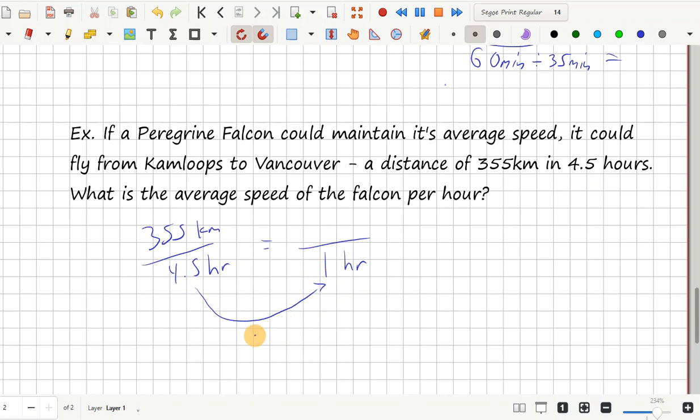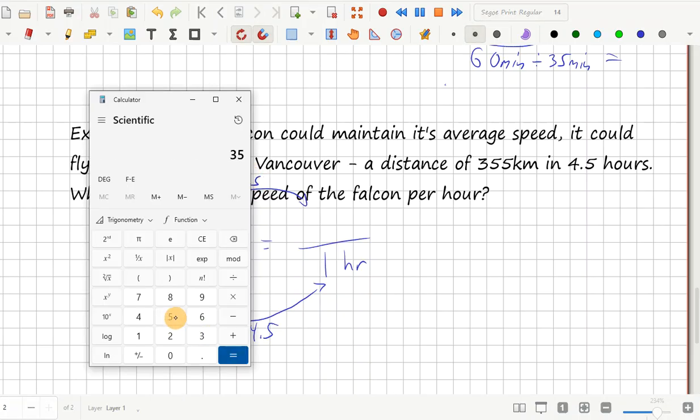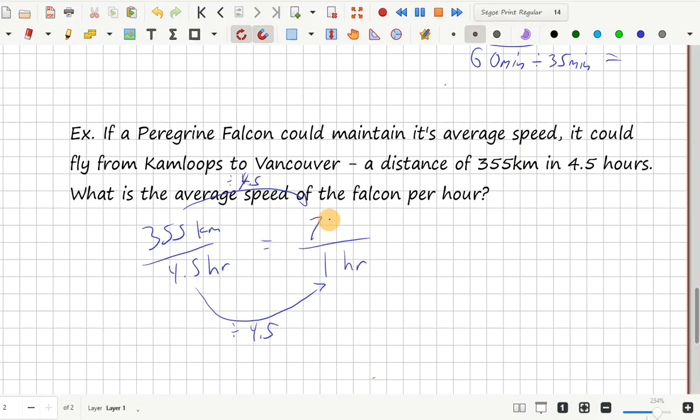And I can see that 4.5 to 1, what did I divide that by? You divide it by 4.5, right? Because I'm getting a unit. 4.5 divided by 4.5 is 1. So I'm going to take that same amount and divide the top by 4.5. Okay, so I take 355 and I divide by 4.5 to get about 78.9 kilometers per hour. So that's very fast for a bird. But I think that's usually if this peregrine falcon is diving to get food.